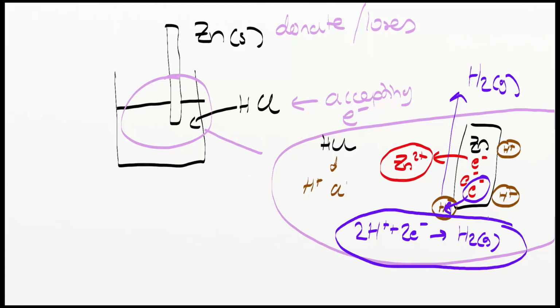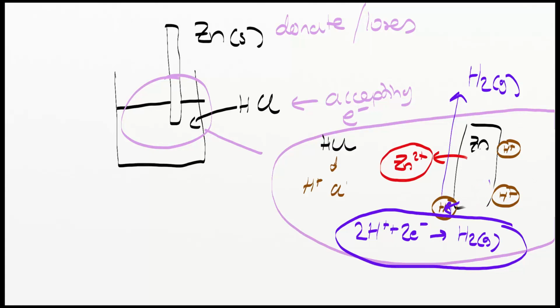So what does that mean for the zinc? That means that the moment the zinc goes into the solution and becomes a zinc 2 plus ion and leaves the electrons here, the electrons don't stay there. Instead, the electrons themselves will be removed from the zinc by the hydrogen ions.